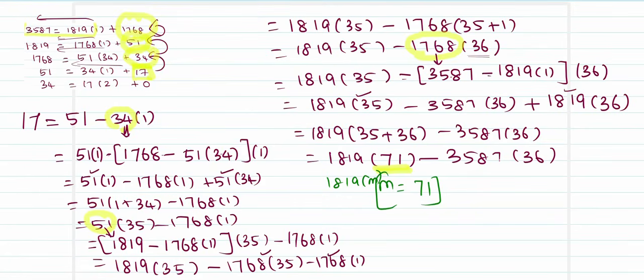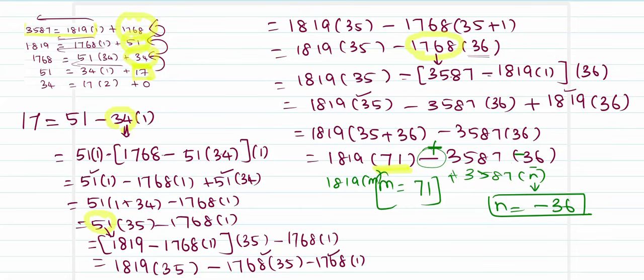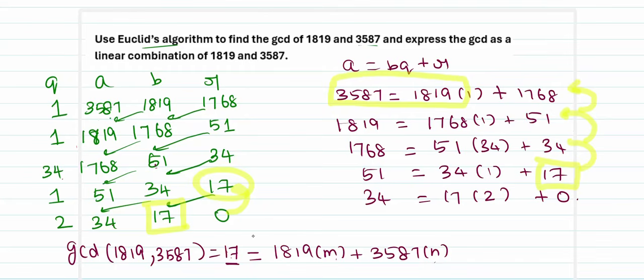I have 3587 and I have an n, but the sign over here is plus. So if I put a plus over here, this minus sign will be adjusted over here, and so on comparison, plus 3587 times n, and now this n can be got from the above equation as minus 36. So what are the values of m and n that satisfy the given linear combination? m is equal to 71 and n is equal to minus 36 satisfies the relation that the GCD can be expressed as a linear combination of the given two integers a and b.